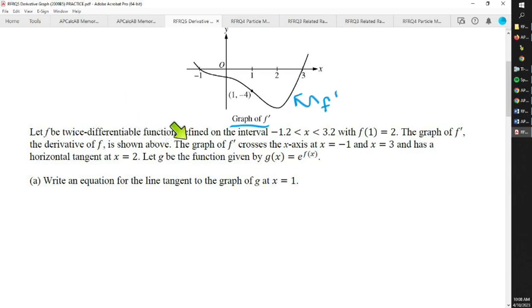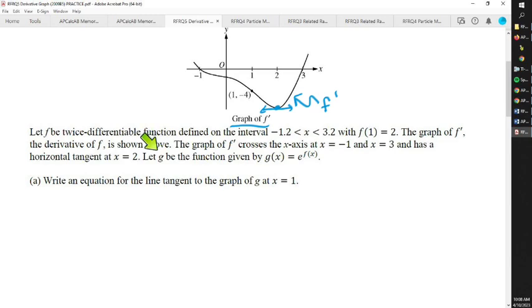Then the graph of f prime crosses the x-axis at x equals negative 1 and x equals 3. I just wanted to make sure that was clear that that's where the intercepts are. And has a horizontal tangent line at x equals 2. Okay, so I'll go ahead and draw that picture up there just so we know. I mean, it kind of looked like it was there, but they made sure that we know that it's there.